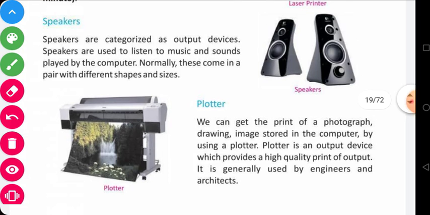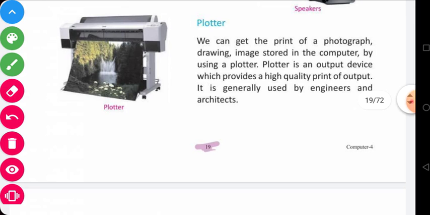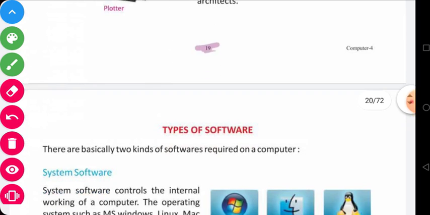The next type of output device is the plotter. We generally use a plotter to print photographs, drawings, and images stored in a computer. A plotter generally produces high quality print output. It is generally used by engineers and architects to draw small or complex designs. That's why we use a plotter.